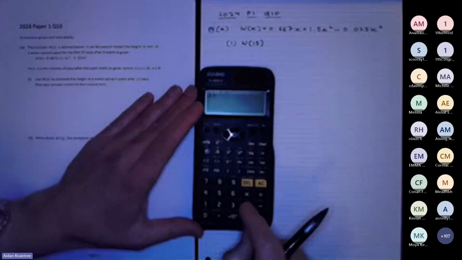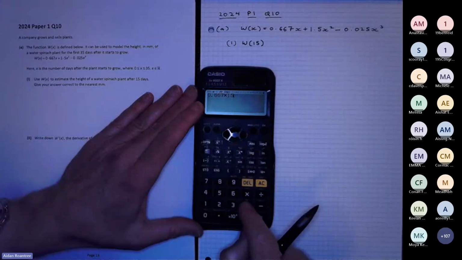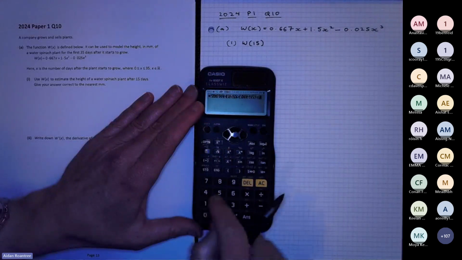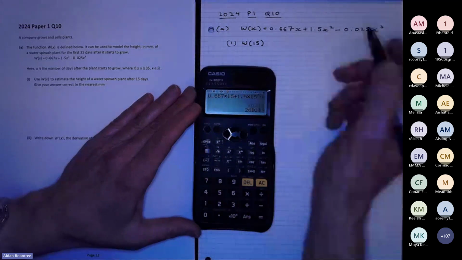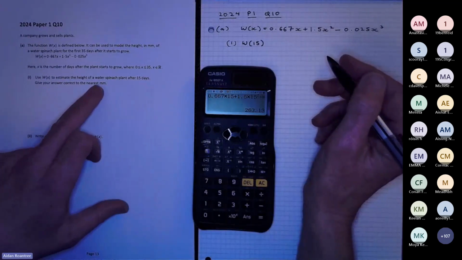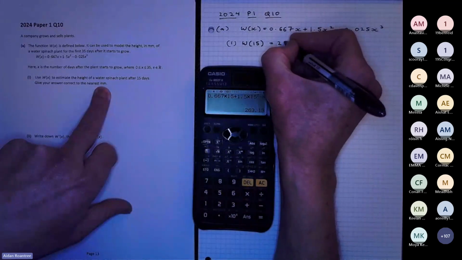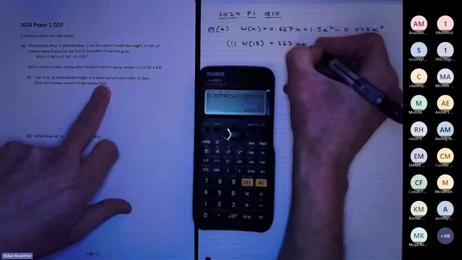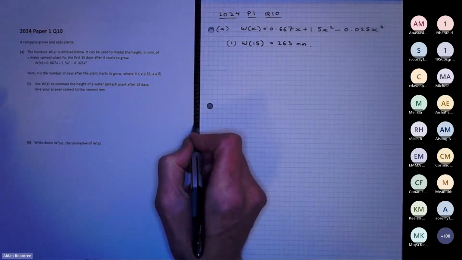So I can go 0.667 multiplied by 15, plus 1.5 by 15 squared, minus 0.025 by 15 cubed. Then I just hit equals, and it comes back like this: 263.13. It says give your answer correct to the nearest millimeter, so that's 263, to the nearest whole number. It's 263 millimeters. That's fine. You're picking up an initial number of marks for basically just evaluating a polynomial, putting a value in.